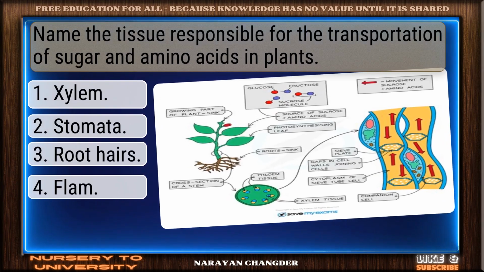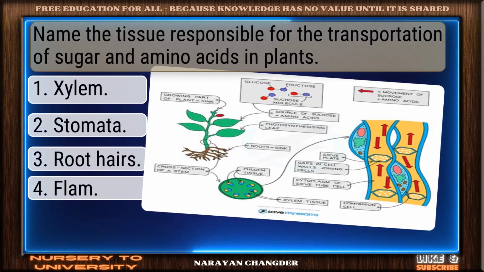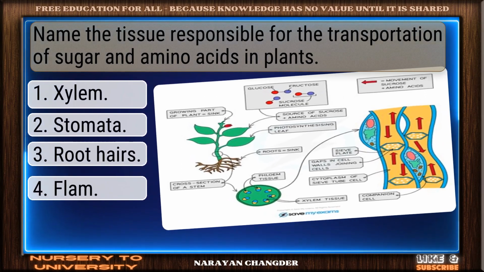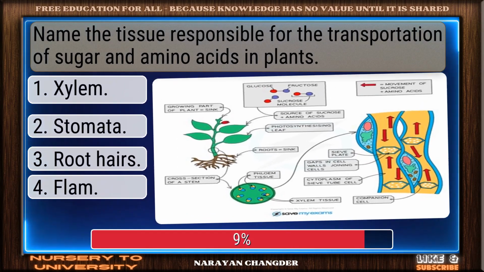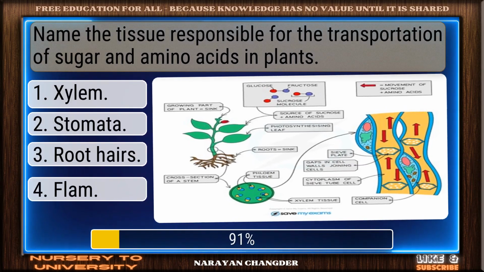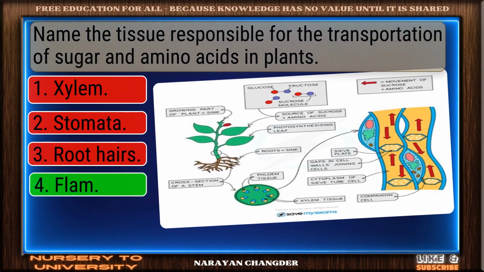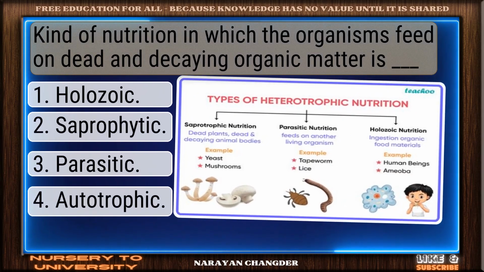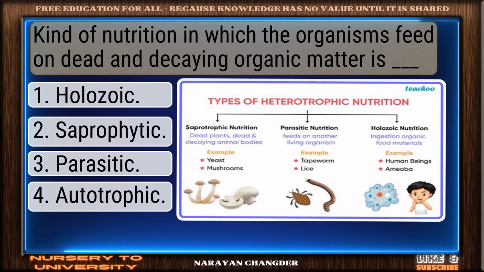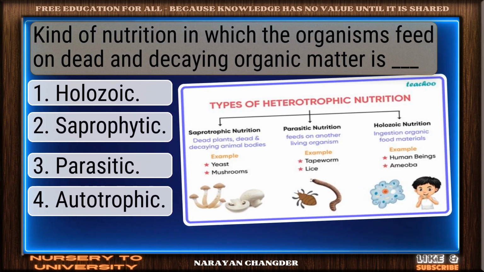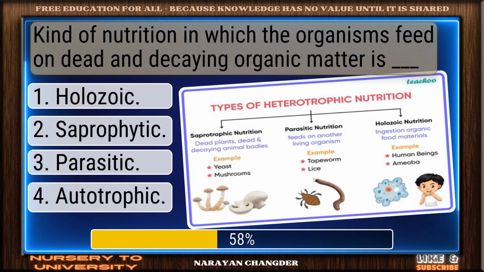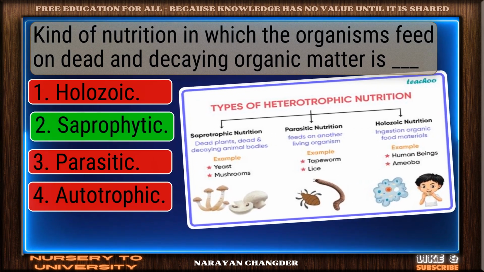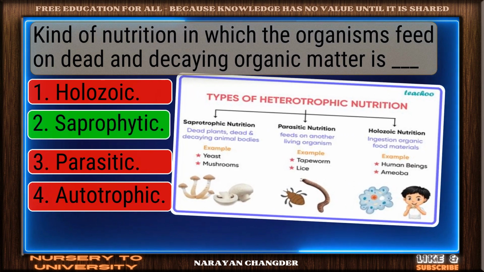Name the tissue responsible for the transportation of sugar and amino acids in plants. Solid response. Phloem is valid. Kind of nutrition in which the organisms feed on dead and decaying organic matter is dash. Solid response. Saprophytic is valid.